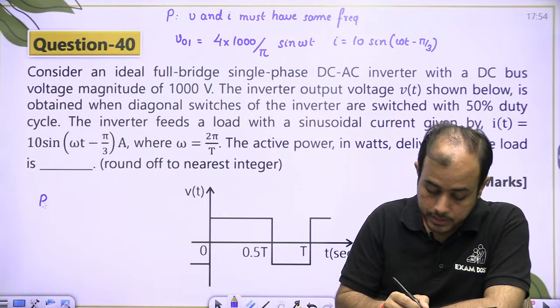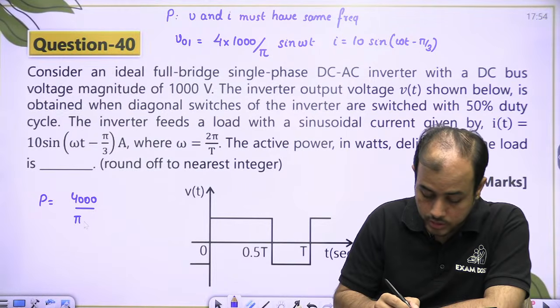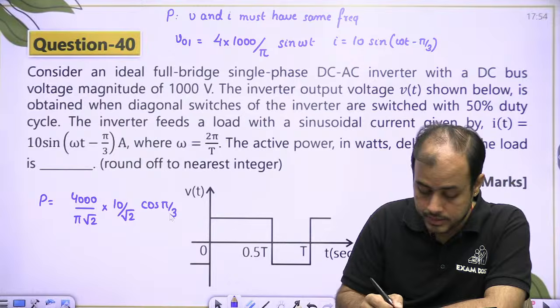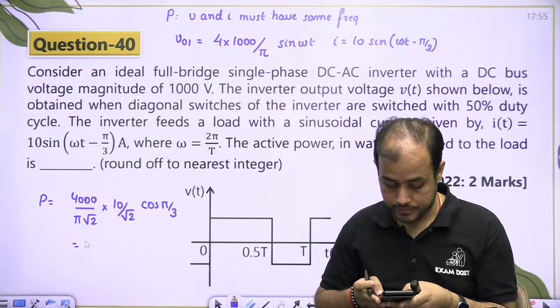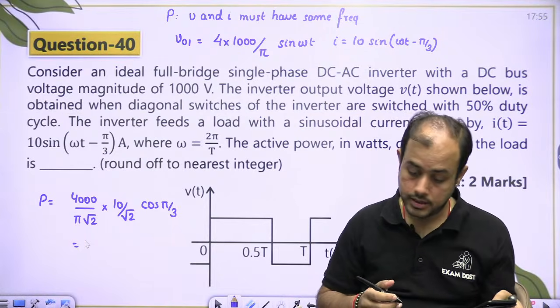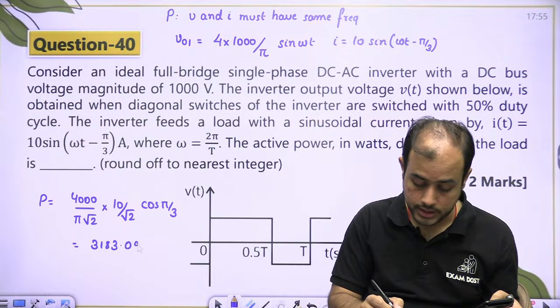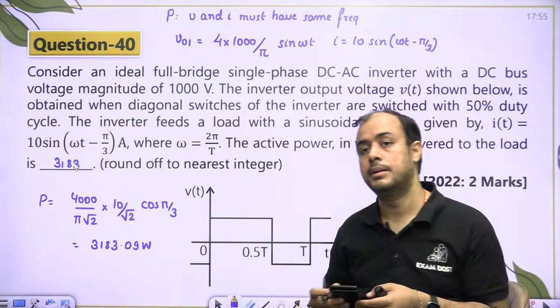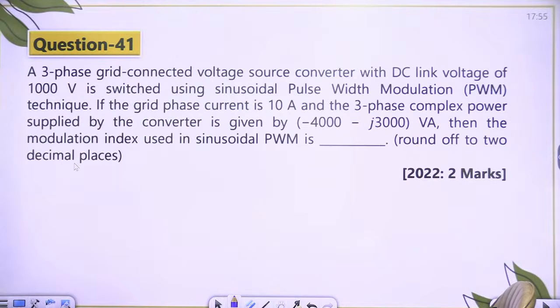So now power will be 4000 by pi root 2, 10 by root 2, cos pi by 3. 20,000, 10,000 by pi. In watts I need 3183.09. So I will mark as 3183. Understood beta? I need the fundamental voltage because current is fundamental.